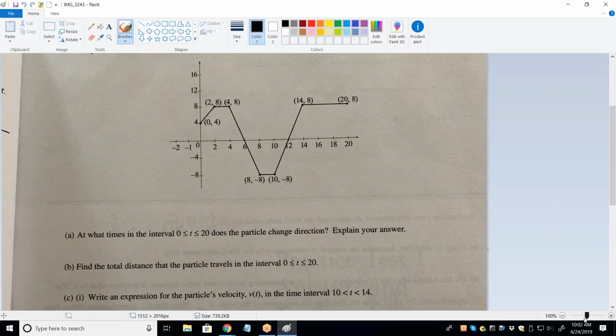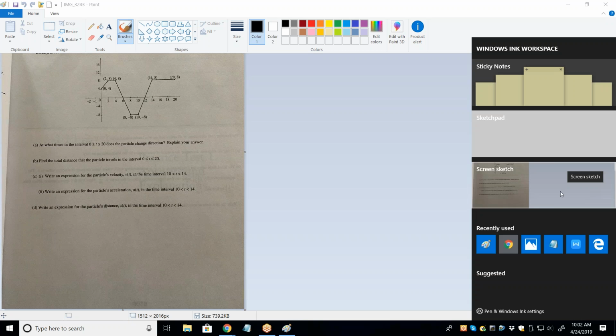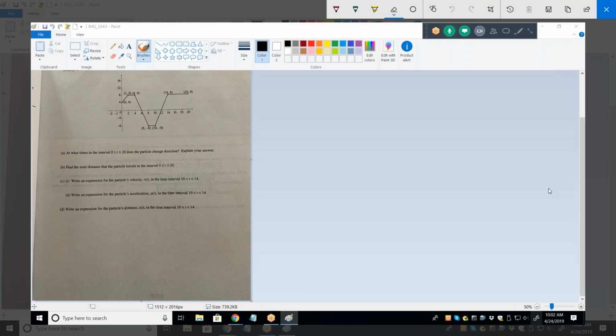Oh man, I only have 2 options here. Let's read the questions first. So, write an expression for the particle's acceleration in that time interval. Well, that's relatively easy. What was our function? Our function was y minus 8 equals 4 times x minus 14.